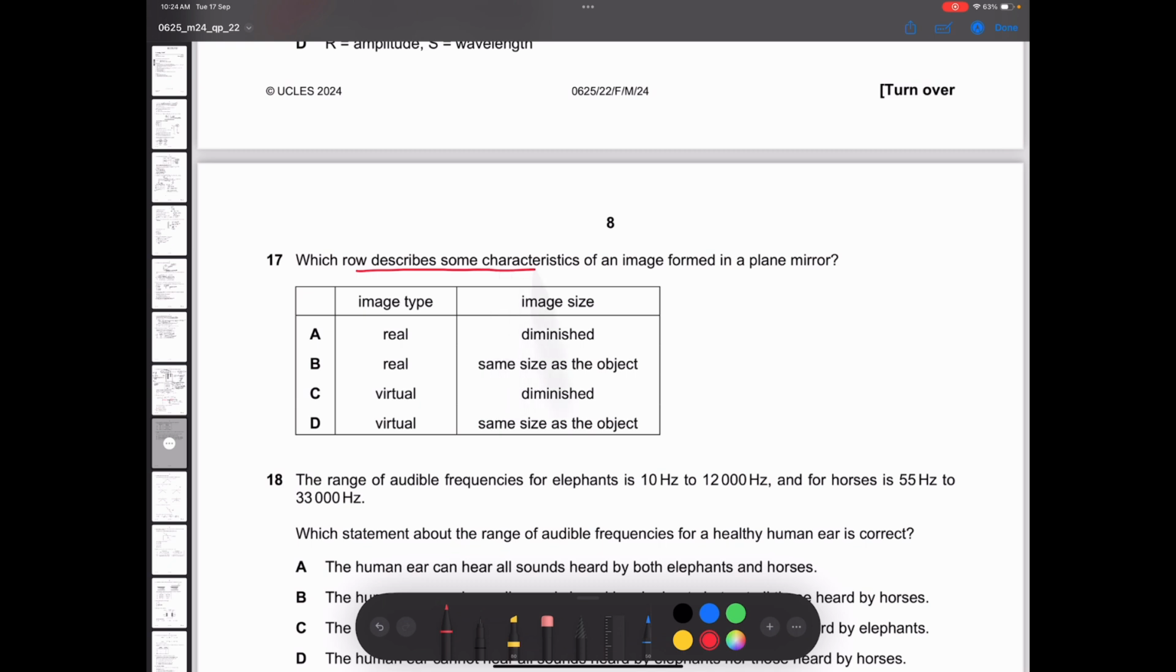Which row describes characteristics of an image formed by a plane mirror? A plane mirror always forms virtual images and they are always the same size as the object. So virtual and same size as the object. For the 17th question, option D will be correct.